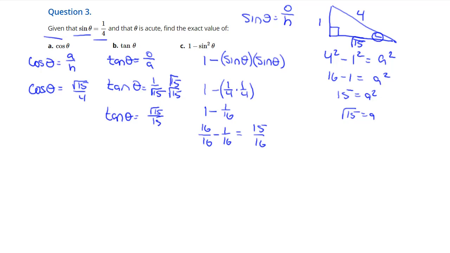By the way, if you take a look at this 1 minus sine squared and take a look over at A and see what cosine is, if I did cosine squared, that would be the square root of 15 over 4 squared. That would be 15 over 16. It turns out that 1 minus sine squared is going to equal cosine squared.